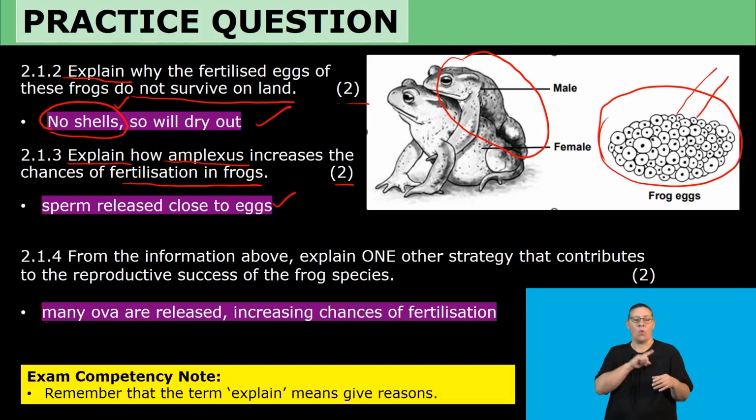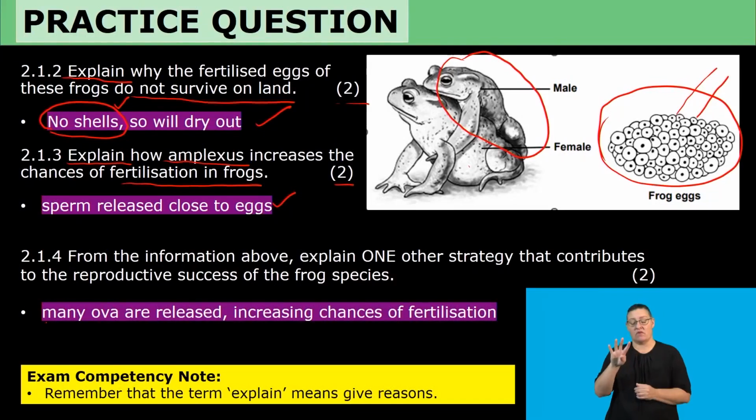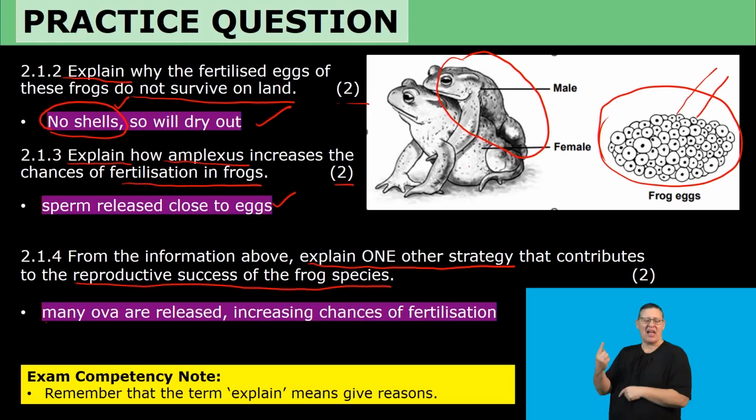You have explained how amplexus increases the chances of fertilization. So we quickly jumped, we are too fast. Exciting to understand what we are answering. 2.1.4, from the information above, explain one other strategy that contributes to the reproductive success of frog species. So besides what we have, what is another strategy that contributes to the reproductive success?